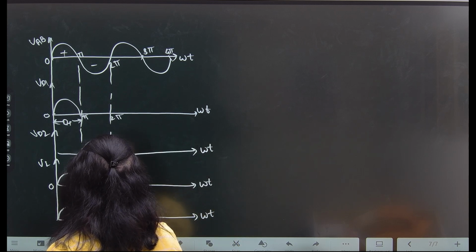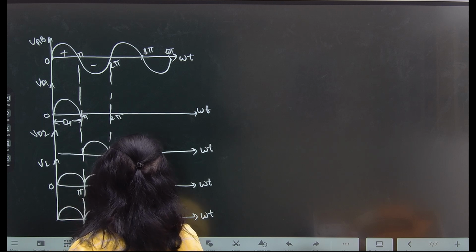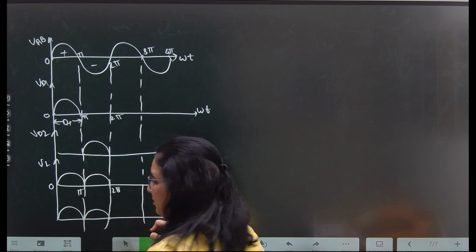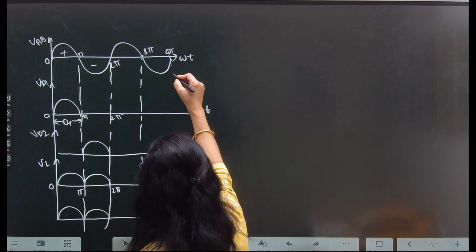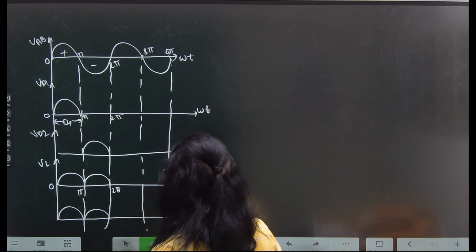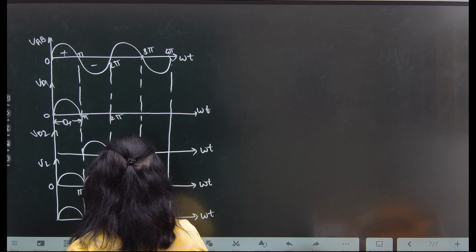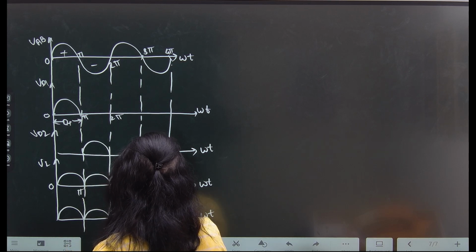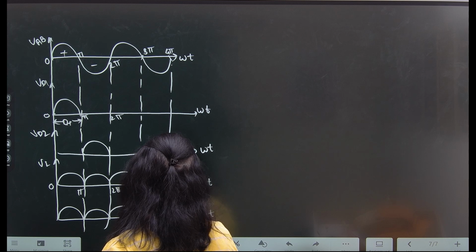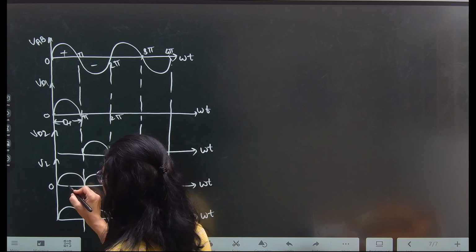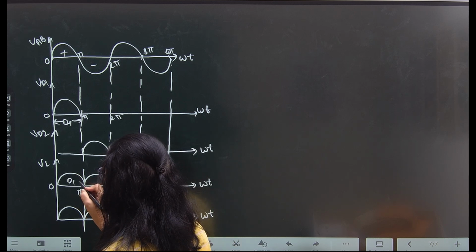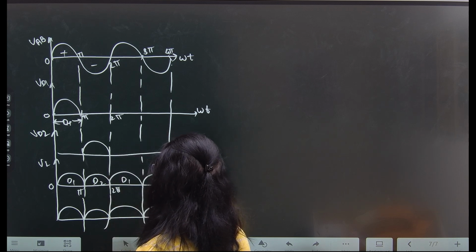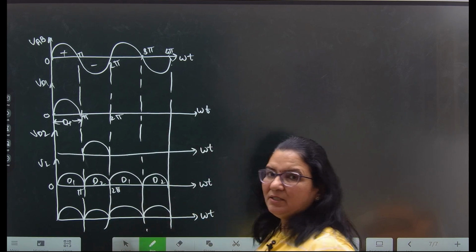Here the load is a resistive load, therefore the peak amplitude of the current is a little smaller as compared to the voltage because of the resistive load. So in the full wave rectifier, we will get the waveform in both half cycles, positive half cycle and negative half cycle. Here diode D1 is on, diode D2 on, diode D1 on, diode D2 on, and so on.